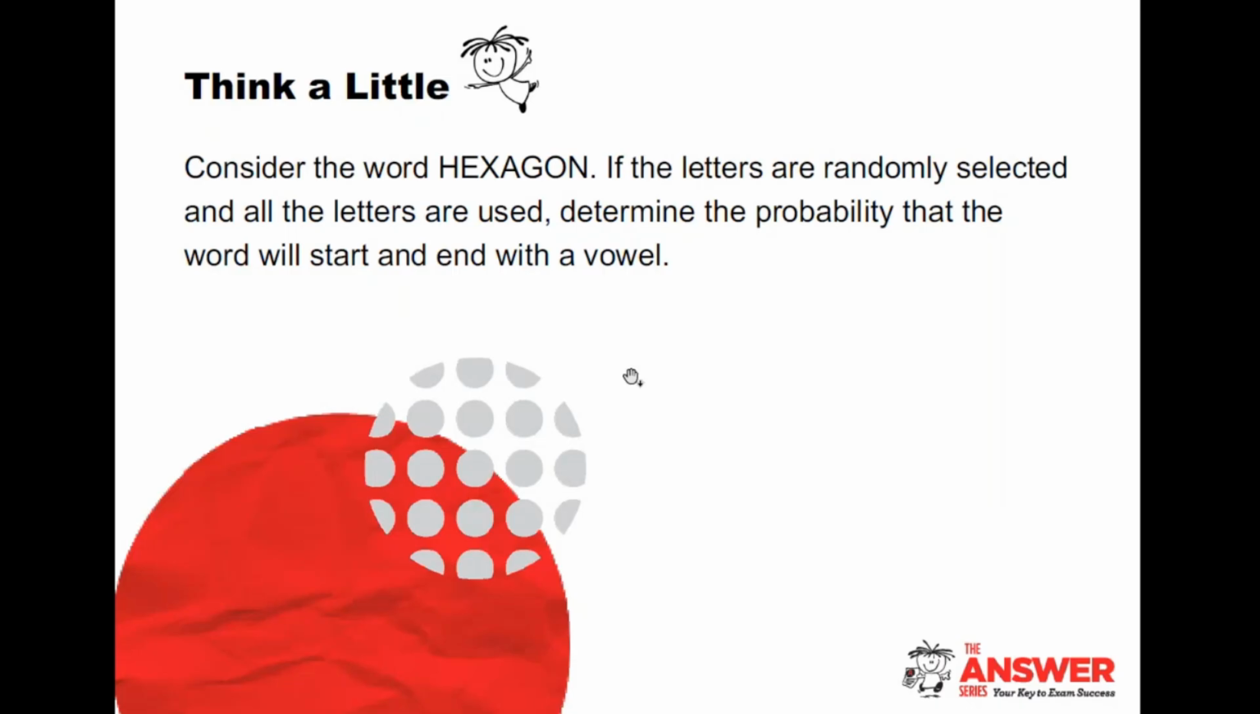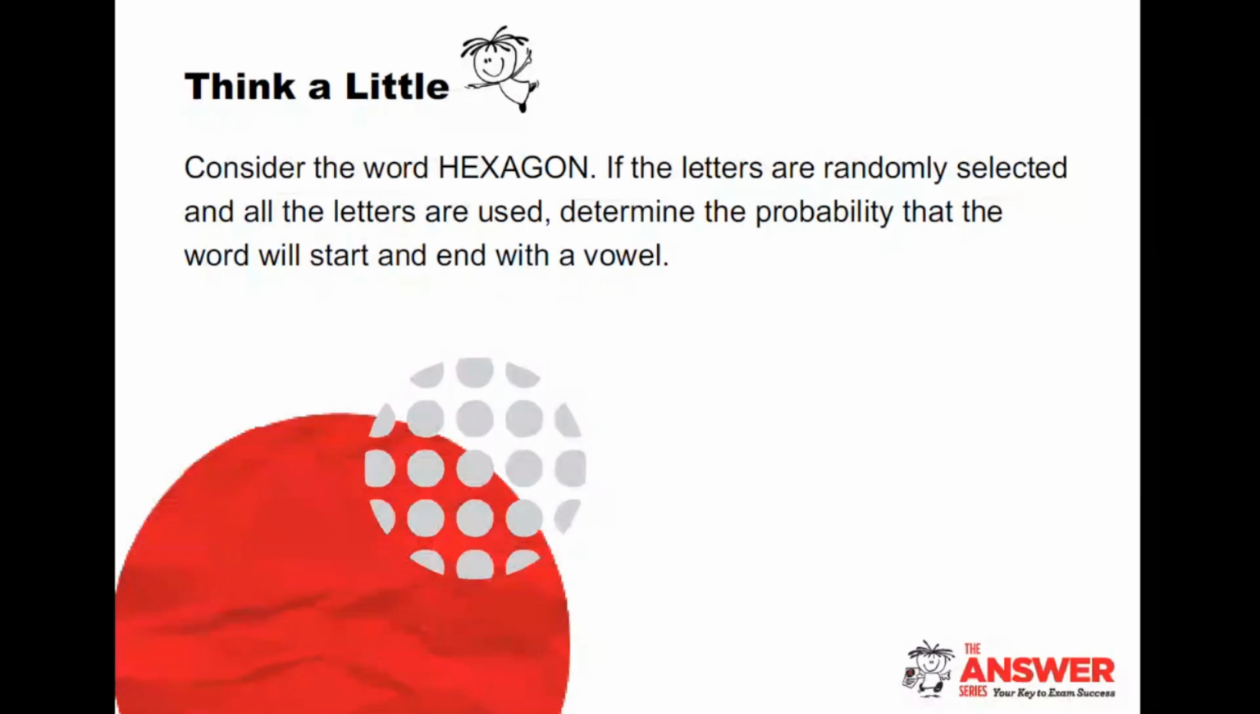Okay, so the second question, for those of you who were with us in the beginning, before we started: consider the word hexagon. If the letters are randomly selected and all the letters are used, determine the probability that the word will start and end with a vowel. Okay, it's probability. It's in counting principles. Do I use counting principles? Do I use probability? I don't know. We're going to use both, and you decide which you would prefer to use.